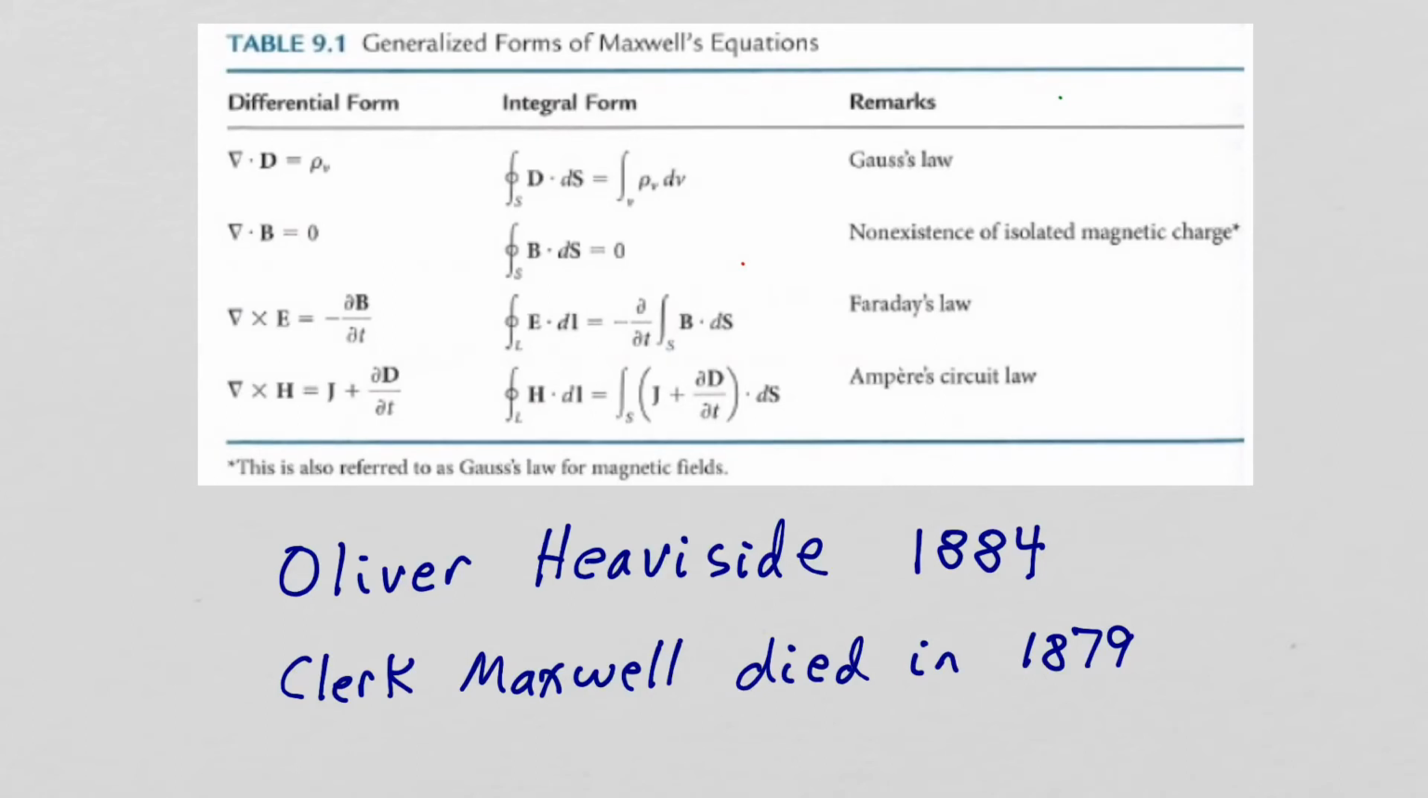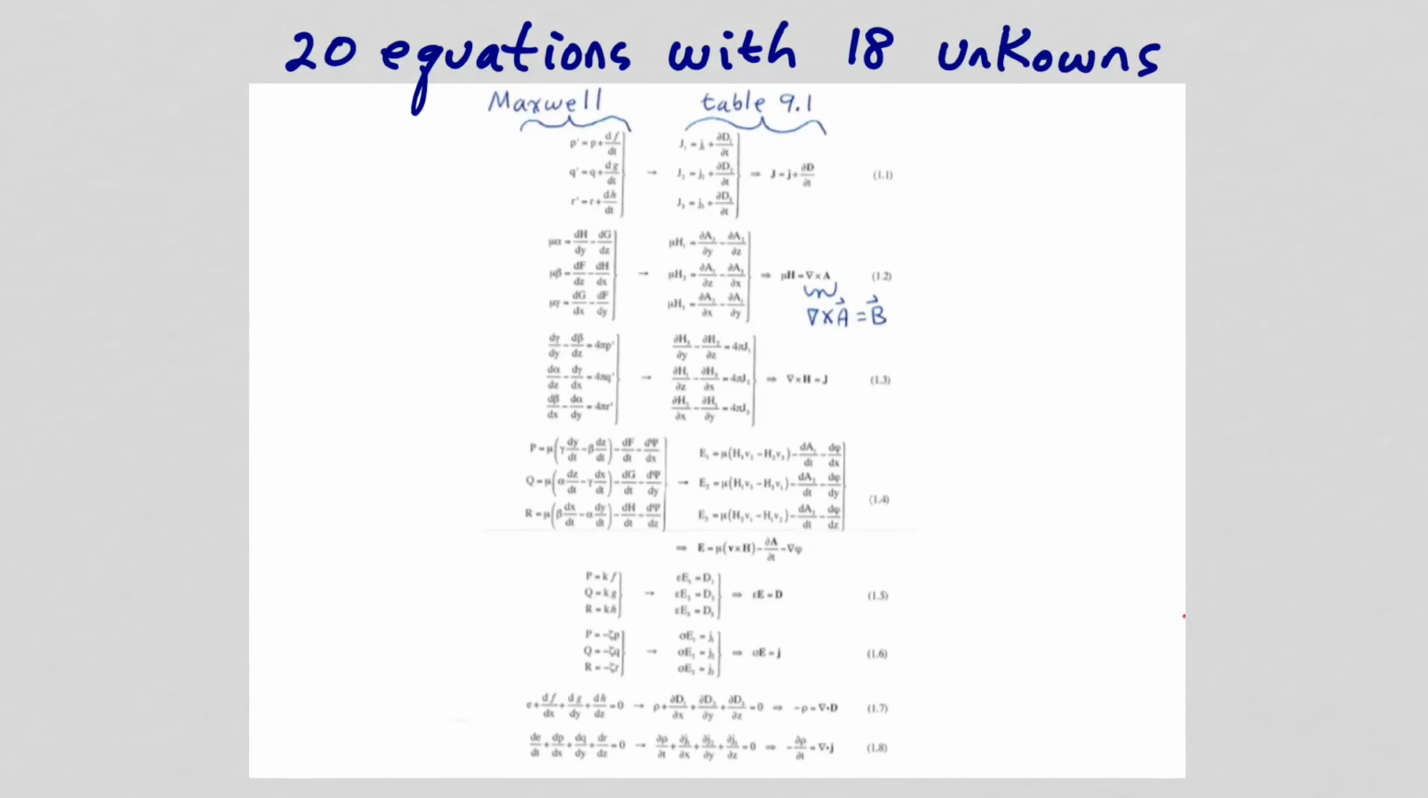Maxwell never saw this set of 4 equations. Maxwell had 20 equations that contain 18 unknowns that he worked with. Those equations are shown on the left here. His equations included the electrical potential and the magnetic vector potential, which we didn't even introduce this semester.